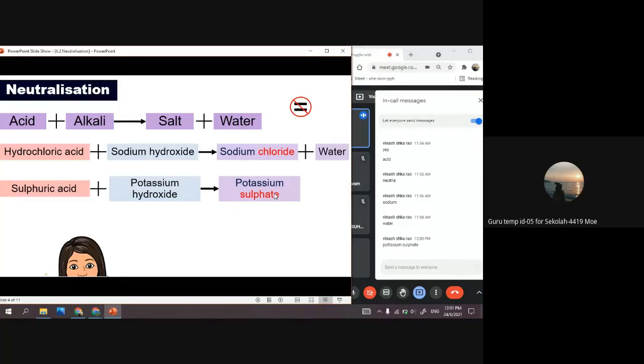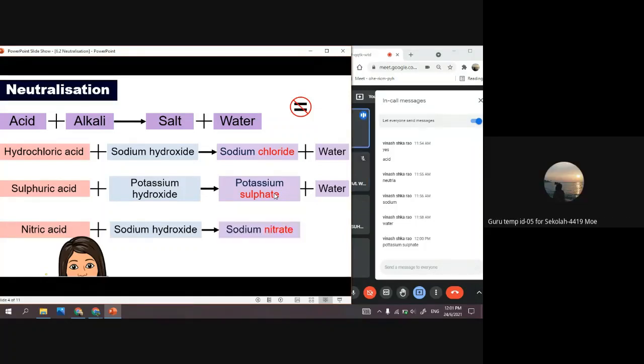And then plus water, and then the last example, nitric acid plus sodium hydroxide. They produce sodium nitrate. So nak kena pasti salt ni dia ada ATE dekat belakang. ATE, but mostly lah ada ATE dekat belakang. Okay, except for sodium chloride ni dia IDE. Okay. ATE ni usually dia merujuk kepada garam, alright?